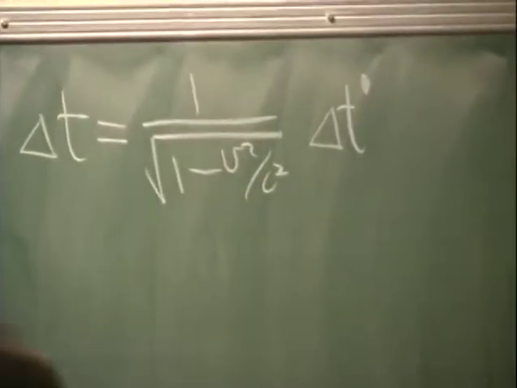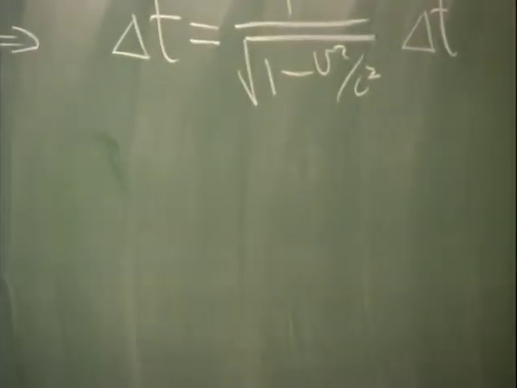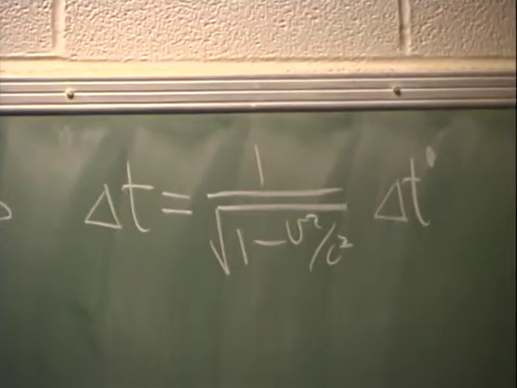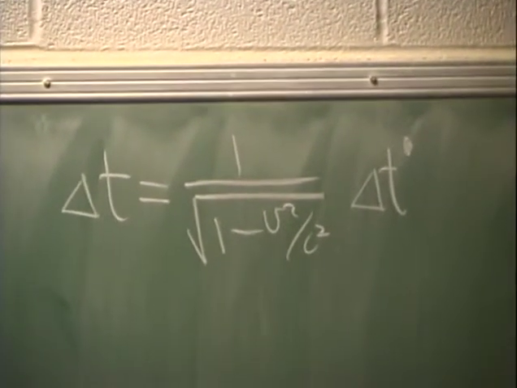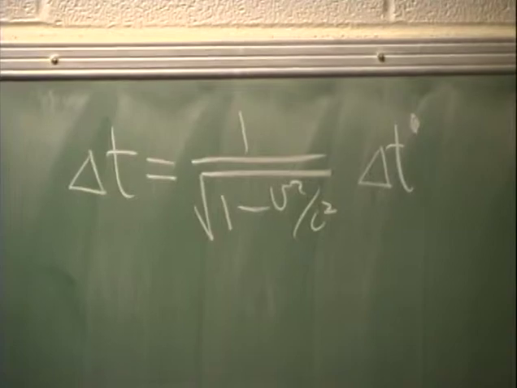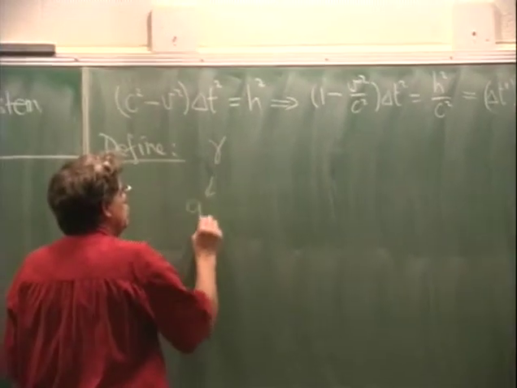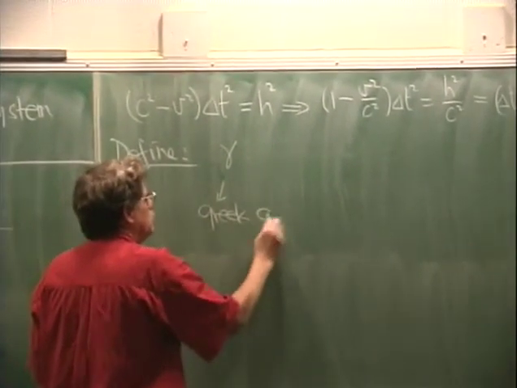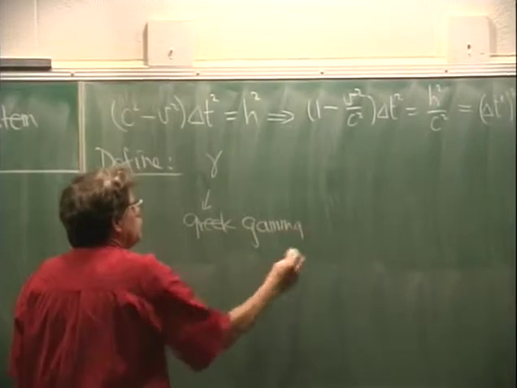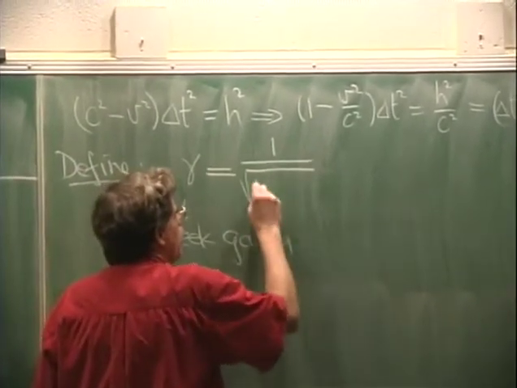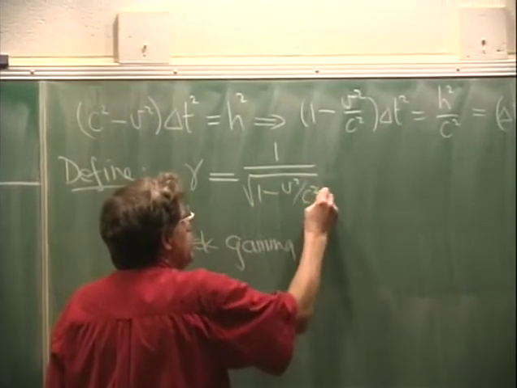Or let me introduce some nice notation, write this nicer. That factor, 1 over the square root of 1 minus v squared over c squared, is a ubiquitous factor in relativity. It comes up time and again. So it's handy to have a notation for that. We call it gamma. Gamma is by definition 1 over the square root of 1 minus v squared over c squared.